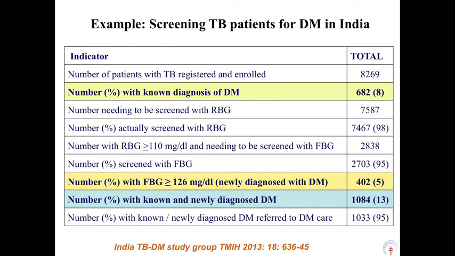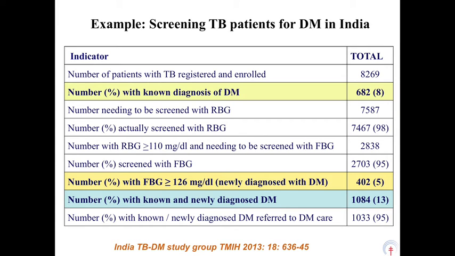You can see that 98% of patients, in fact, got a random blood glucose. 2,800 needed a fasting blood glucose, and 95% of them got this investigation, ending up with just over 400 newly diagnosed diabetic patients. If you put all this together, this little exercise pulled out basically over 1,000 diabetic patients, most of whom were referred for care and for treatment.